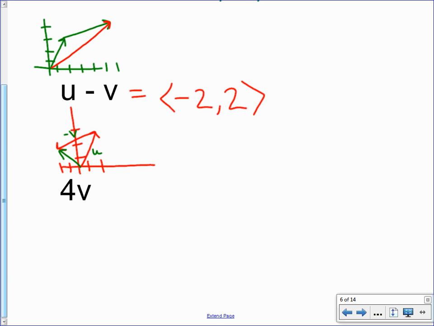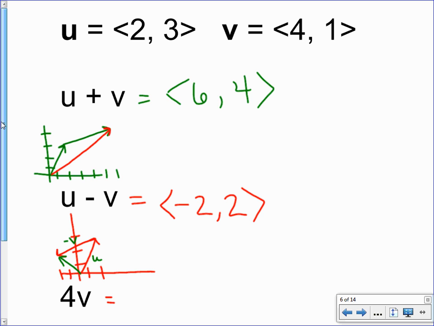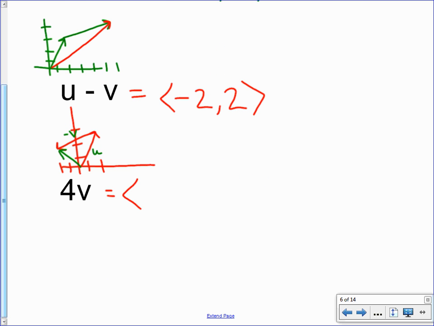One more. 4v. Courtney, what would 4v equal? Here's v. If you had to guess. 16, 4. You just multiply that scalar through. What's really happening is you're taking v and adding it together 4 times to get your vector of 16, 4.